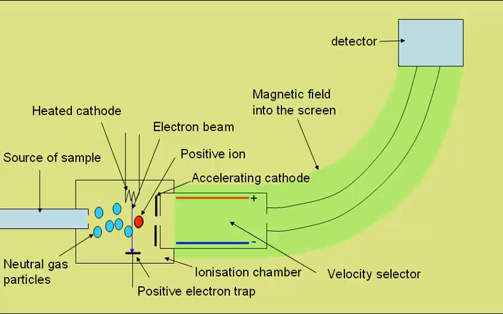As the name suggests, only particles with a particular velocity will pass through the velocity selector here, coming out of this gap on the right. The magnetic field then will cause the positive ions to curve round in this direction.